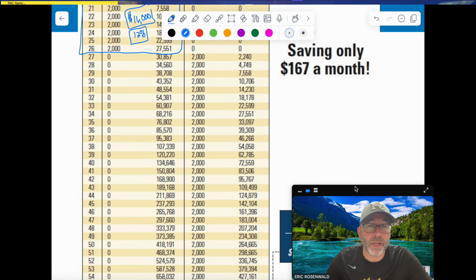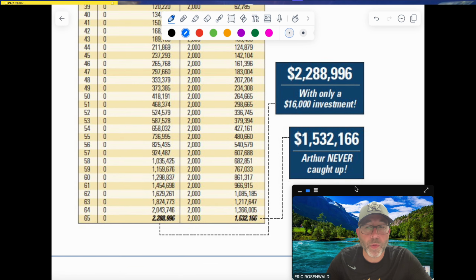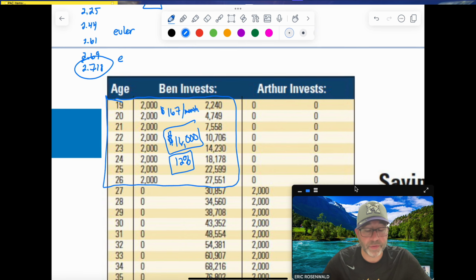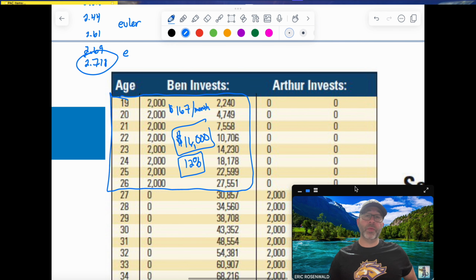As we go down here, look at what happens. Ben only put in $16,000 and has $2.3 million at the age of 65 by never touching the money. Arthur put in $76,000. He never caught up. He put in $60,000 more and never caught up. He was still $700,000 behind Ben. Compound interest is extremely valuable to you. It is an important thing. It's something that we should all be aware of and know and use to our benefit when it comes to investing.